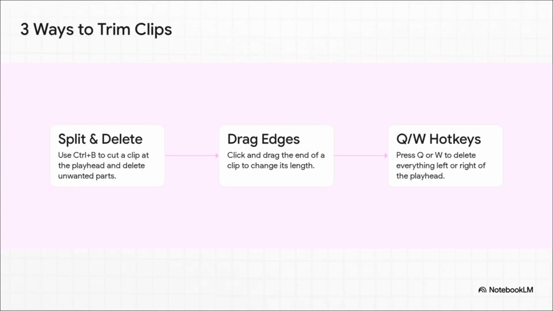So you've got a few ways to trim clips. You can do the classic split and delete, Control B, easy enough. Or you can just drag the edges of the clip. But honestly, if you want to edit fast, you gotta learn the Q and W keys. They're called ripple edits. You hit one key and bam, it deletes a whole section and pulls the timeline together for you. It is an absolute game changer for your workflow.